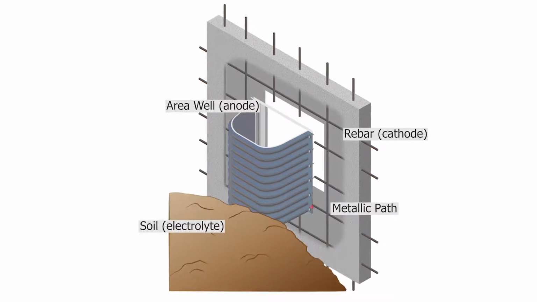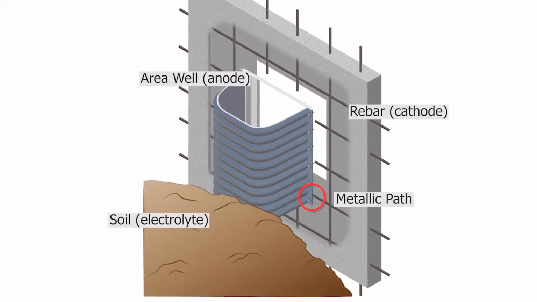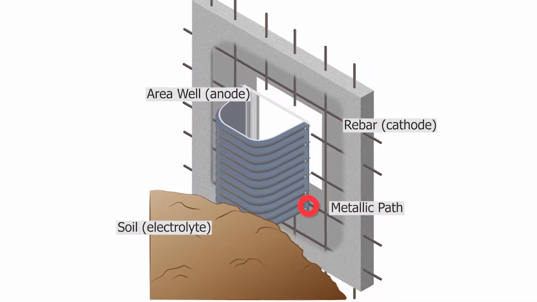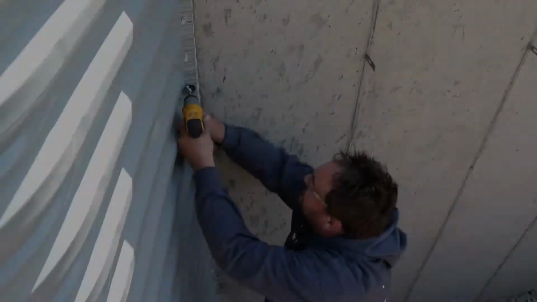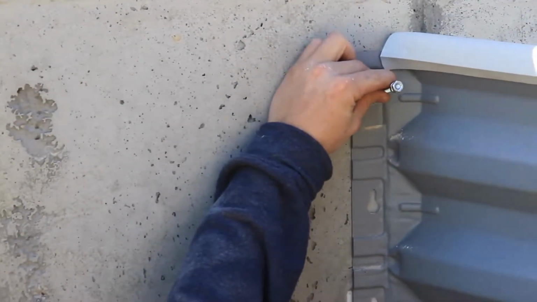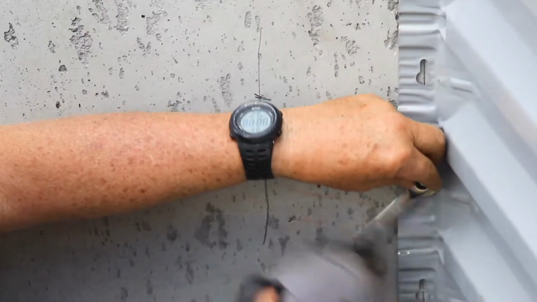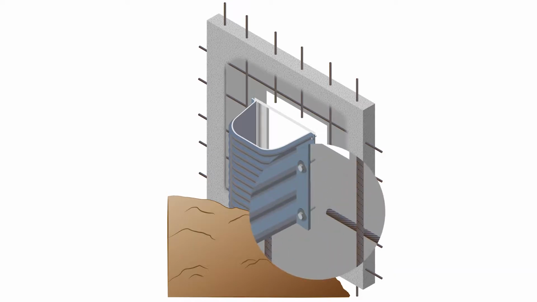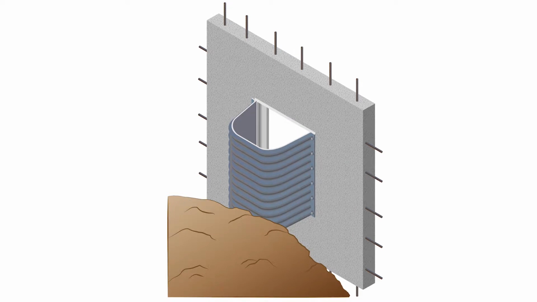A metallic path is created when the area well comes in contact with the rebar, either through rebar touching a metal buck or on wall mount area wells when an attachment bolt comes in contact with rebar during the installation process. If the attachment bolts or buck are touching the rebar, a metallic path is established. If there is no metallic path, the circuit is not completed and a corrosion cell will not form. Therefore, the best way to prevent a corrosion cell from forming is to ensure the buck and the attachment bolts do not come in contact with the rebar in the foundation.